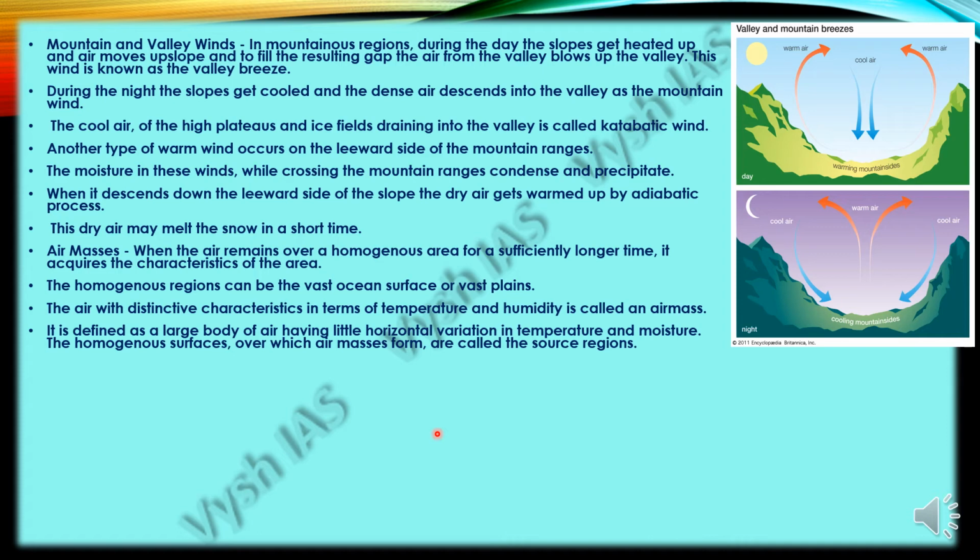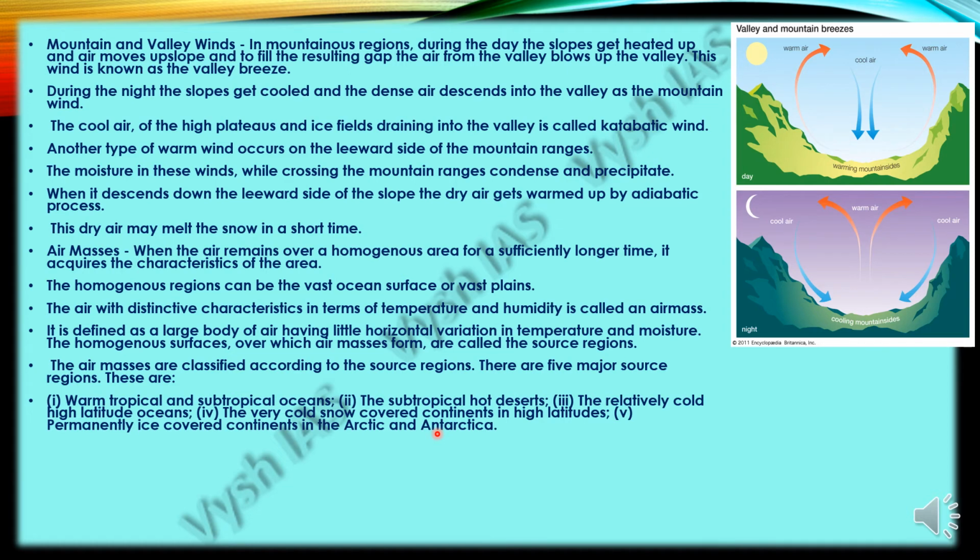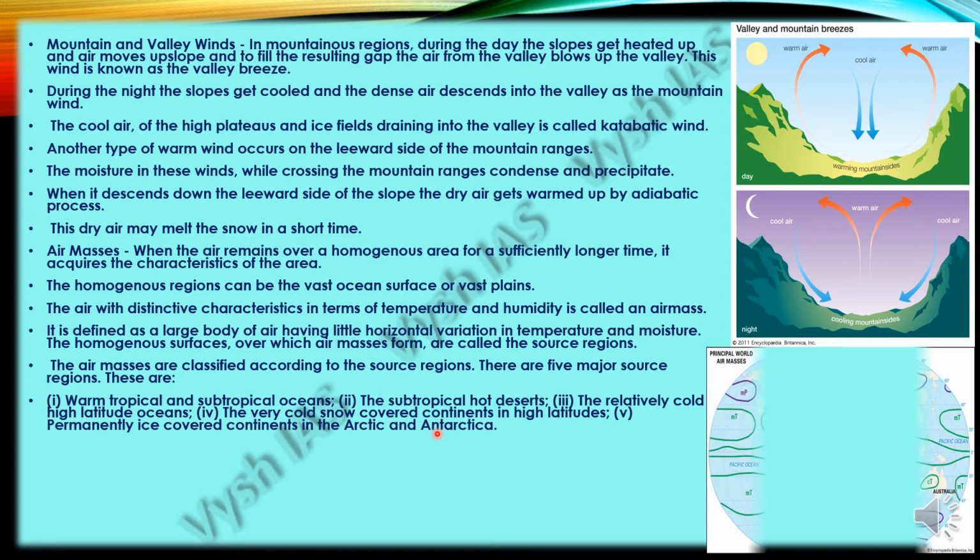The homogeneous surfaces over which the air masses form and stay for a constant period of time are called the source regions. The air masses are classified into 5 major source regions. These are the warm tropical and subtropical oceans, the subtropical hot deserts, the relatively cold high latitude oceans, the very cold snow covered continents in higher latitudes, and the permanently ice covered continents in the Arctic and Antarctic region.